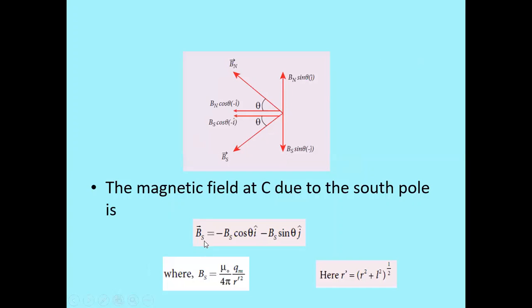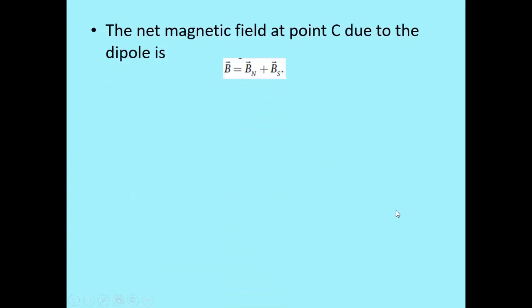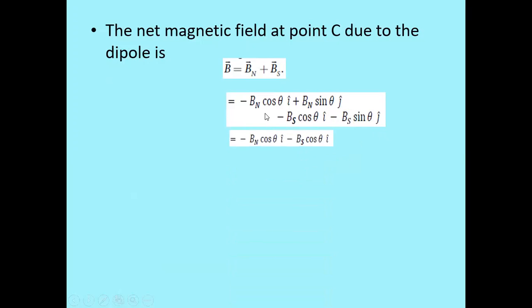Due to the south pole, Bs vector is equal to this component plus this component. So minus Bs cos theta into i vector plus minus Bs sin theta into j vector. What is the value of Bs? Already we found Bs is equal to mu 0 by 4 pi Qm by R dash square, where R dash is equal to R square plus L square the whole raised to 1 by 2. So what is the net magnetic field? Net magnetic field is due to the north pole and the south pole. So B is equal to Bn plus Bs. Adding both, what will you get?